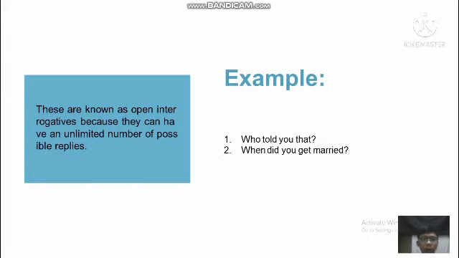Open interrogatives are typically introduced by a WH word such as what, who, when, where, why, or how. You can see the examples can have unlimited possible replies. Who told you that? One told me this, another told me that, for example. So there is an unlimited number of possible replies. When did you get married, for example?